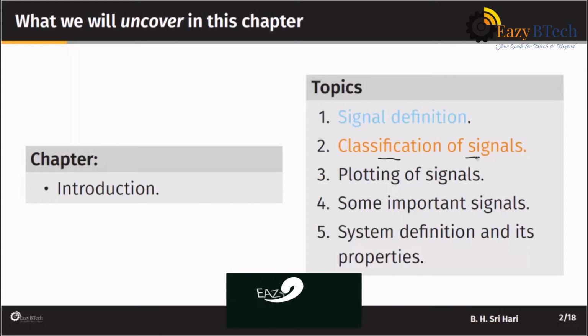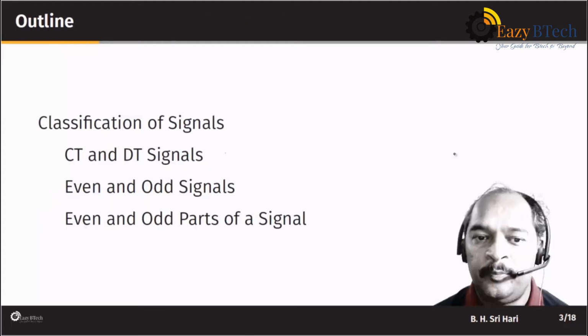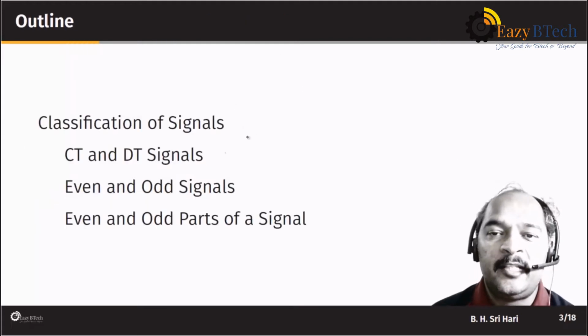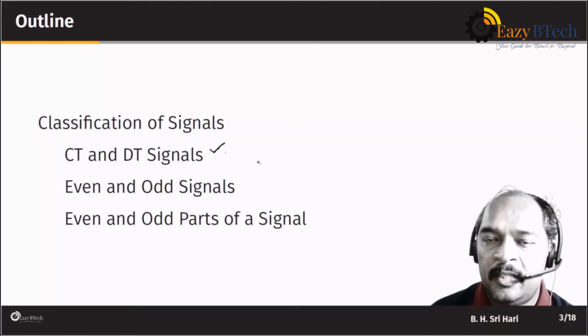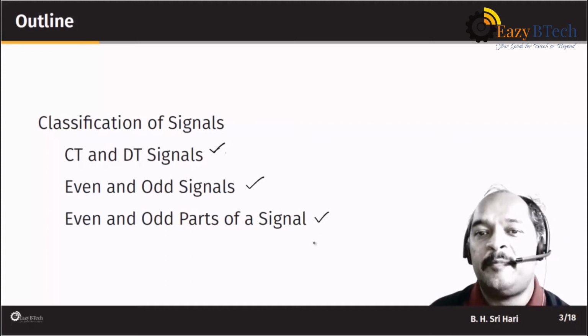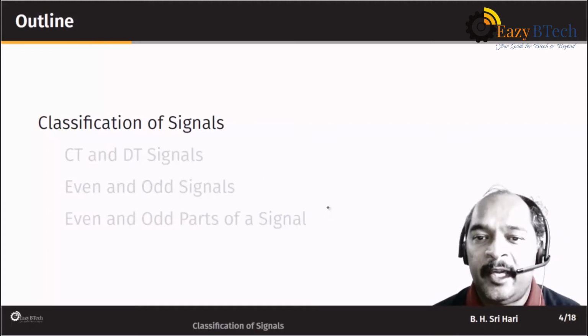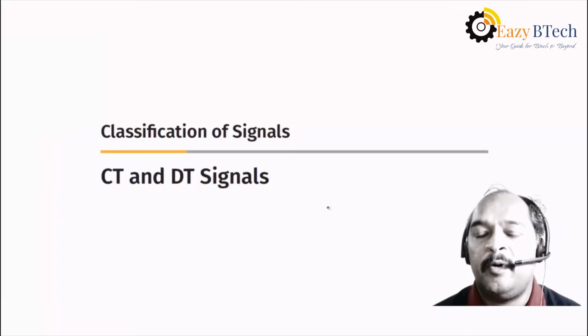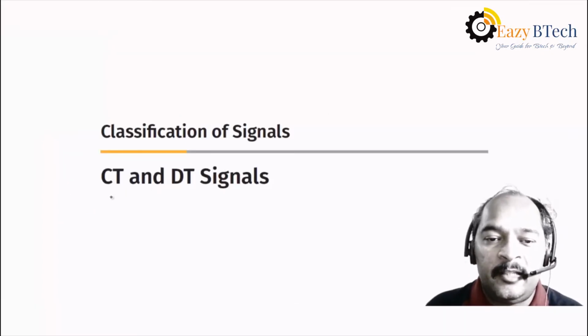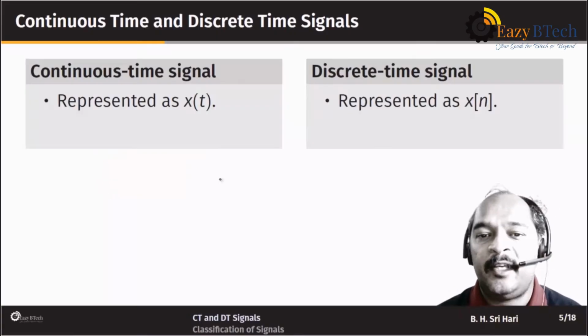This topic is a bit elaborate, and hence I have split it into multiple videos which will be released soon. In this video lecture, I will talk about the first classification, which is continuous time and discrete time signals, and then I will talk about even and odd signals. First we will talk about continuous time and discrete time signals.